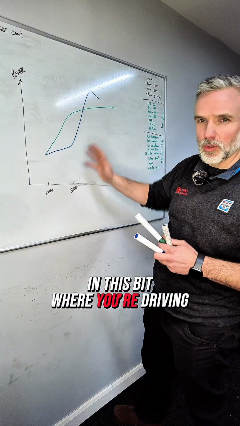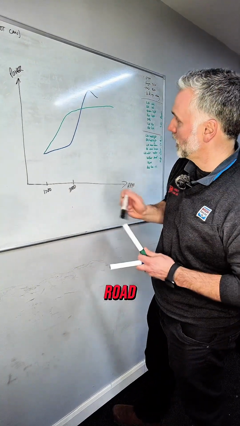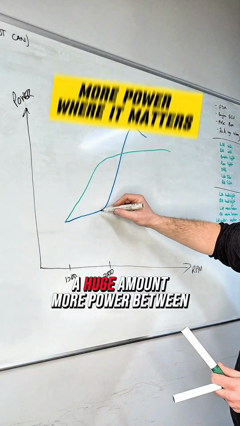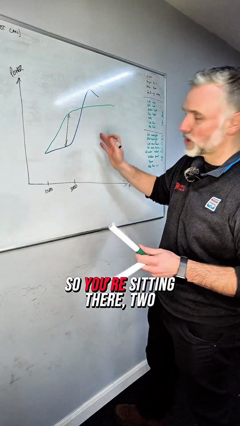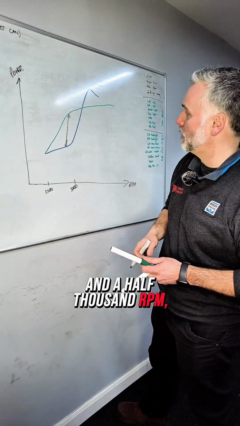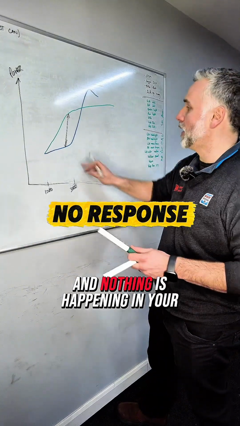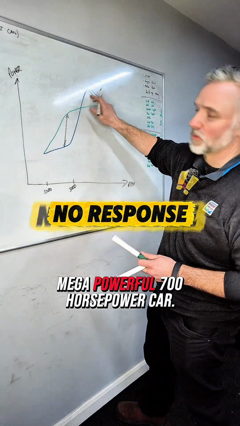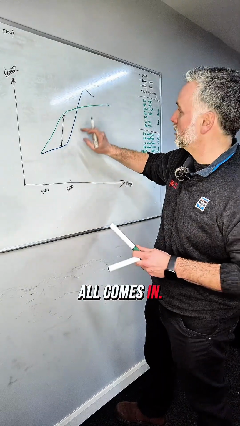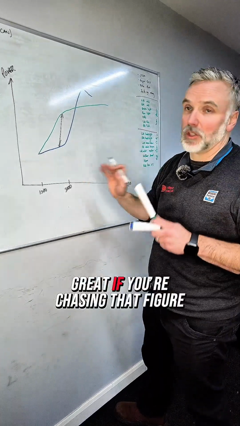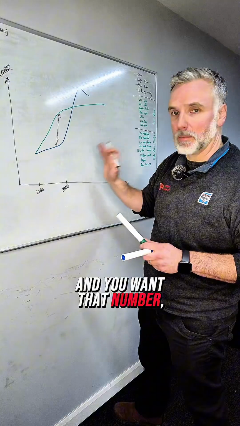In this bit, where you're driving most of the time on the road, we're actually producing a huge amount more power between here and here. So you're sitting there, 2,500 RPM, you're trying to accelerate and nothing is happening in your mega powerful 700 horsepower car. All of a sudden it all comes in. Great. If you're chasing that figure and you want that number, brilliant.